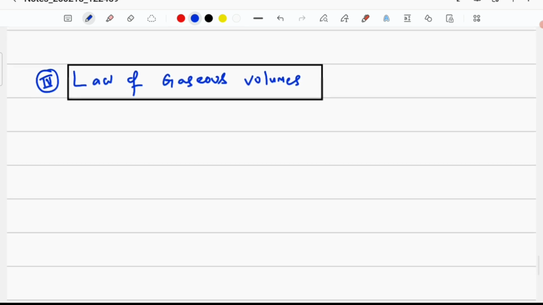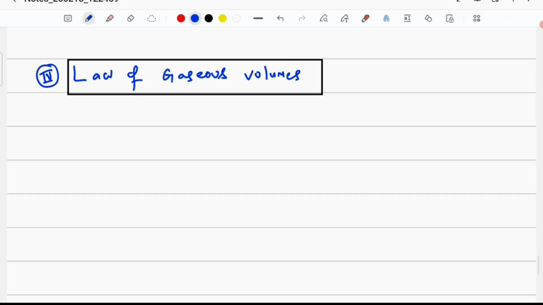Next, law of gaseous volumes. Law of gaseous volumes, which is also referred to as Gay-Lussac's law.